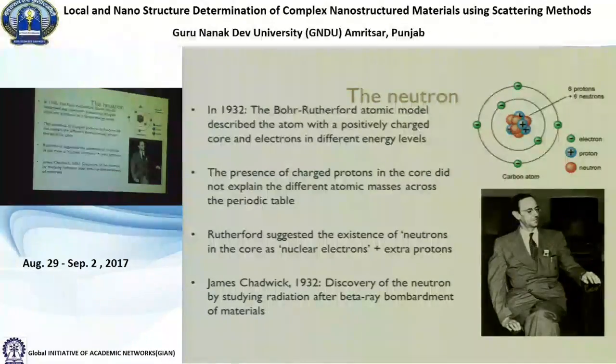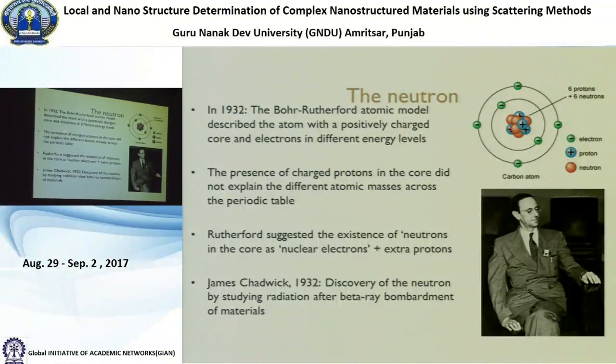So this is a little history of the neutron. It's actually fairly recently discovered. It was only in 1932 when the neutron was discovered. At that time, the model that people had of the atom was that it had a dense core, and then it had electrons moving around the core in some kind of orbitals.